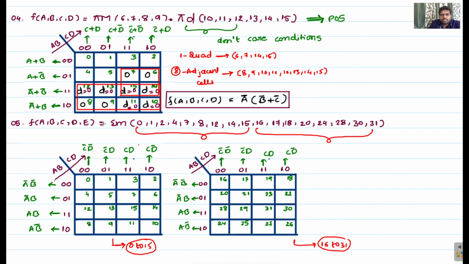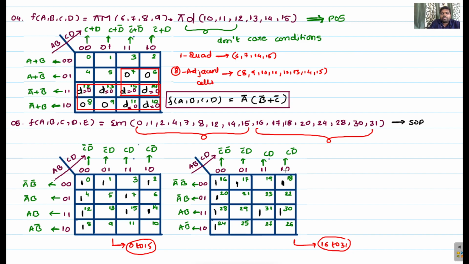This is sigma m, the sum of products, so you can assign the square boxes with ones. Okay, so this is 1, 1, 1, 7, next 8, 12, 14, 15. So this is over. Next 16, 17, 18, 20, 24, 28, next 30, 31. Okay, so these are the boxes which contain ones.